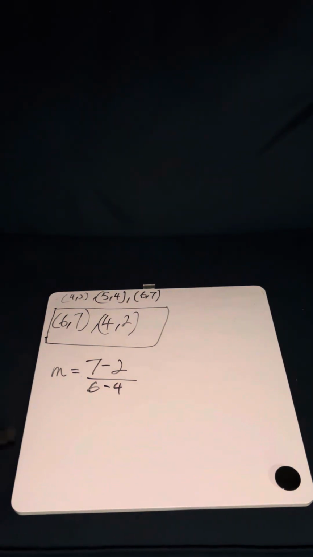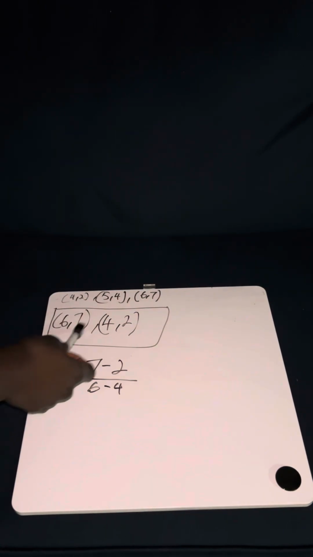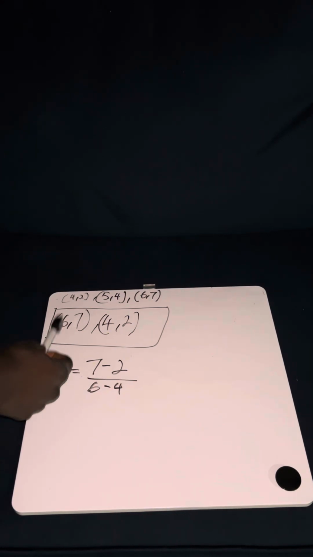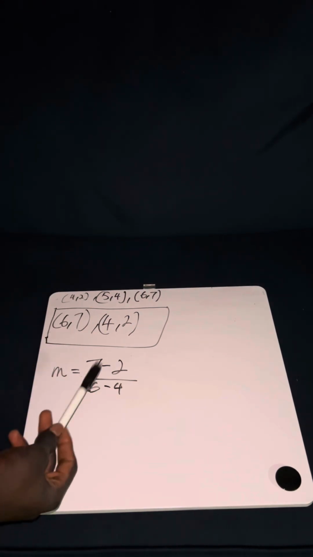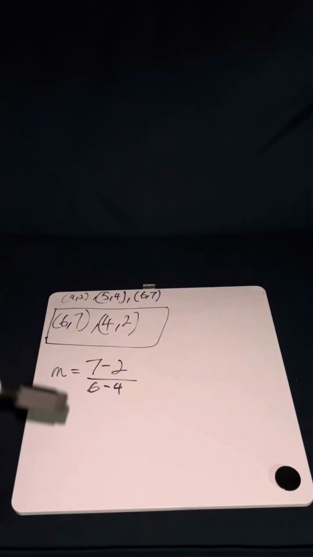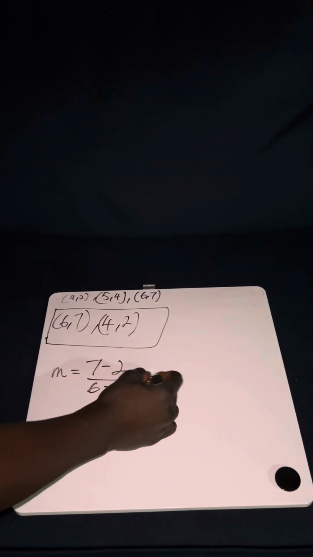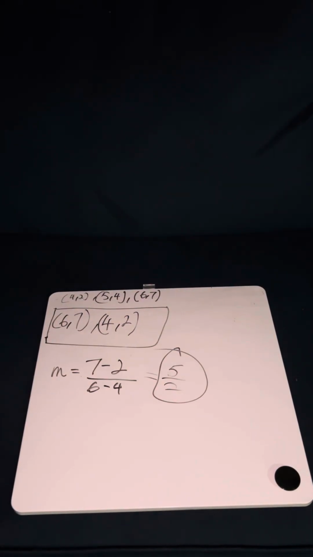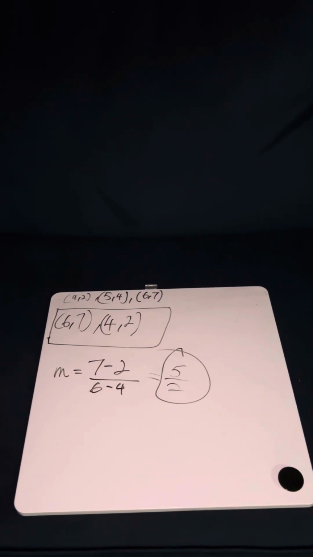And these are y2 minus y1, 7 minus 2, and x2 minus x1, 6 minus 4. So the quotient of these figures is going to be 5 over 2. So now our slope is equal to 5 over 2.